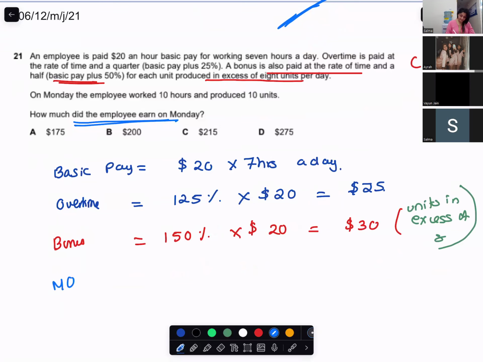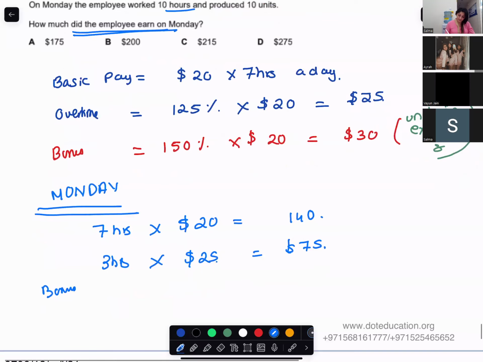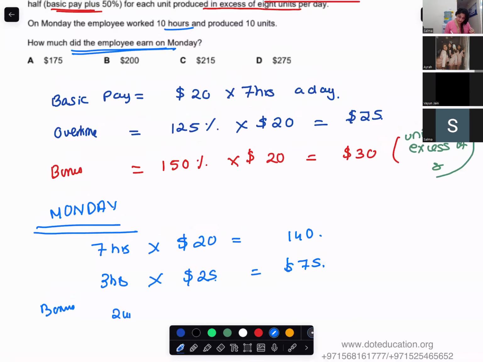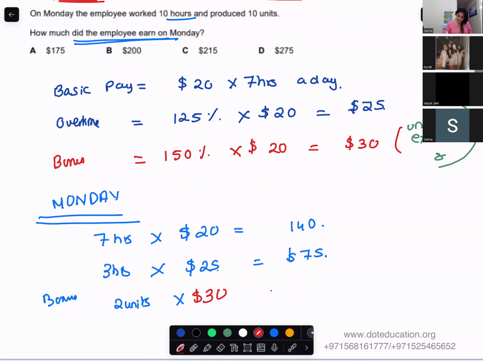Now let's talk about Monday. On Monday, the employee worked 10 hours. For 7 hours, he's going to get $140. For 3 hours overtime, he's going to get $25 each, so $75. And for bonus, he has made 2 units, so 30 into 2, $60. So totally we are going to give him 140 plus 75 plus 60, so $275. That is option D.